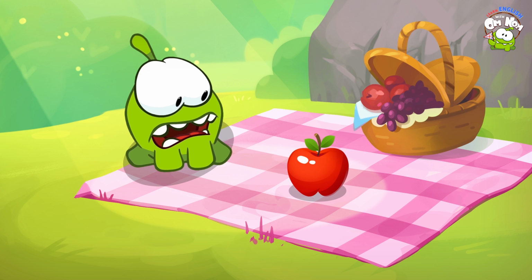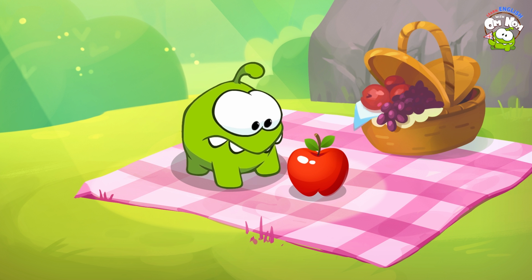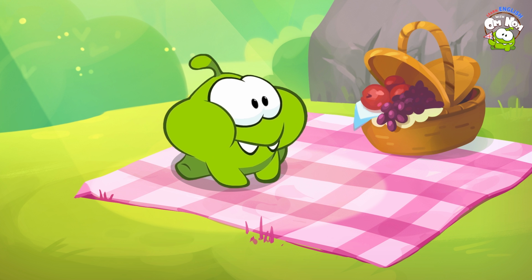Yes, Om Nom, that's an apple! Eat it! What are you waiting for? Om Nom is eating!